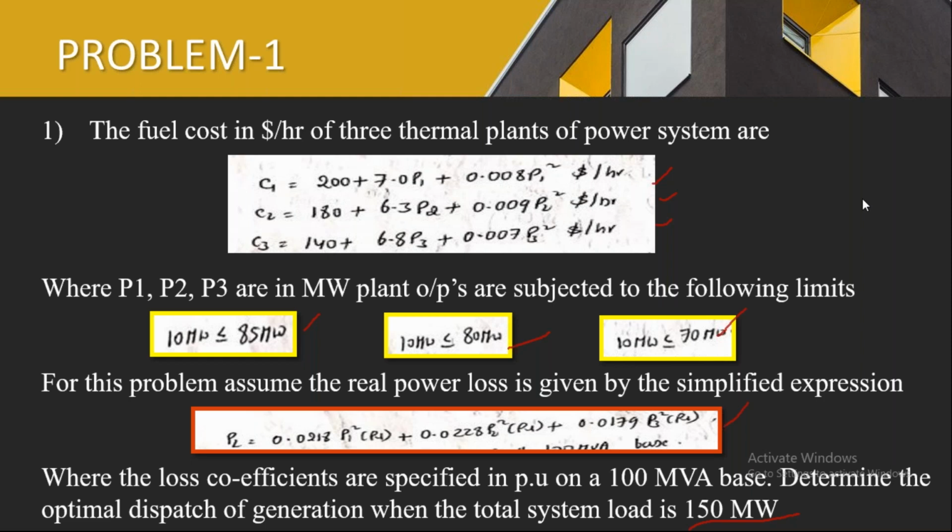Just note the three equations C1, C2, C3, the three limits and the power loss equation. Surely you will get one model problem on these three methods that we discussed up to now: the first is the normal traditional method, the second is not including losses, and the third is including losses. After completing this unit, we will discuss previous question papers, and then we will get an idea of which topics are most important from the first unit.